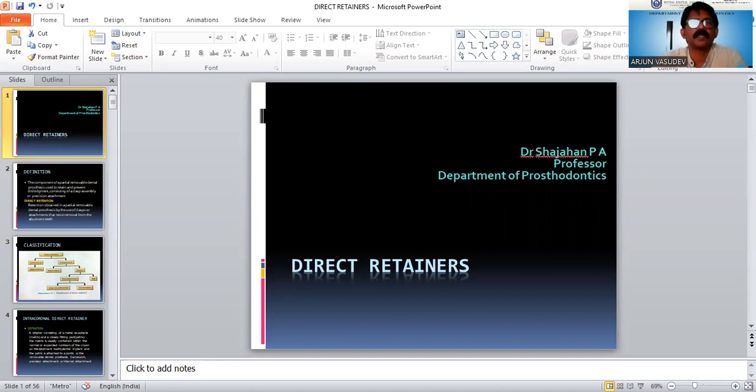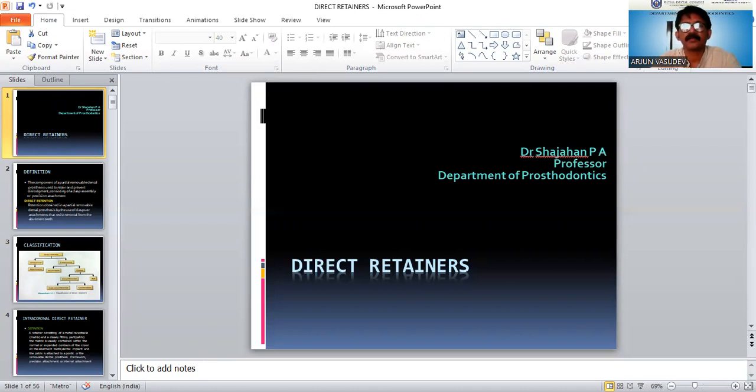Now we will see the classification, how the direct retainers are classified. It's broadly divided into two portions: intracoronal retainers and extracoronal retainers. The retainers which engage the tooth intracoronally, inside the crown, are known as intracoronal, and the retainers which engage the tooth externally are known as extracoronal. Under the intracoronal, you can see different attachments, mainly key and keyway attachment. And the extracoronal is again broadly divided into attachments and clasps.